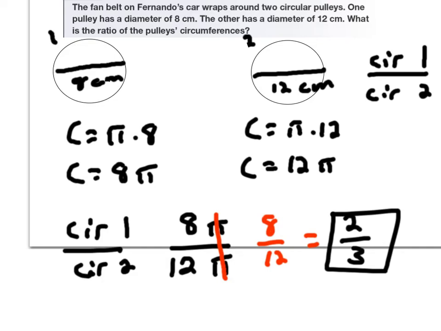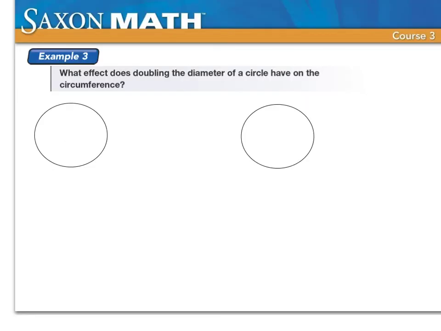Alright, let's go on to another example. The next example says, what effect does doubling the diameter of a circle have on the circumference? Well, first of all, we know what doubling the diameter means. So, for example, if this had a diameter of 2, then doubling the diameter would mean that this one would have a diameter of 4. We want to know what effect doubling the diameter has on the circumference. So we're going to find the circumference of this circle and the circumference of this circle, and then see how they compare to each other.